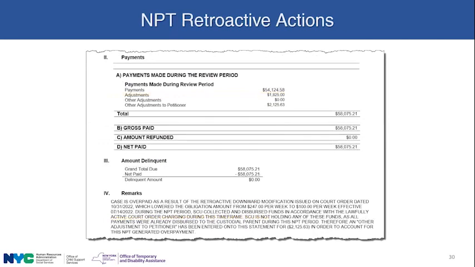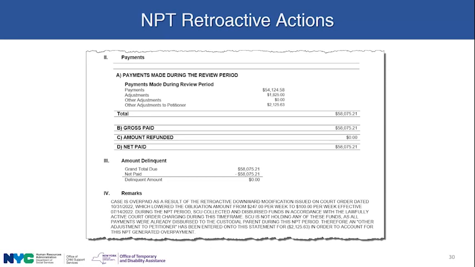Okay, retroactive actions. What is an NPT retroactive action? And what does this look like on an account statement? If an NCP pays regularly and these payments are already dispersed to the custodial parent, an NPT retroactive downward modification might result in an overpayment because of this.